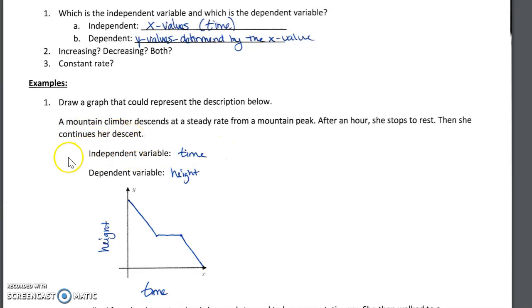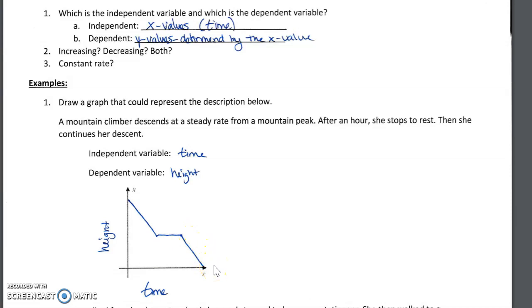Independent, time. Dependent is her height. How long she's been climbing or descending determines how far she is still up on the mountain. So she starts here at a height because she's starting at the top of a mountain and coming down. Descends at a steady rate. She goes down. Then for an hour, she stops to rest. She's not going down at all. Time is going on, but her height is not changing. Then she continues her descent.